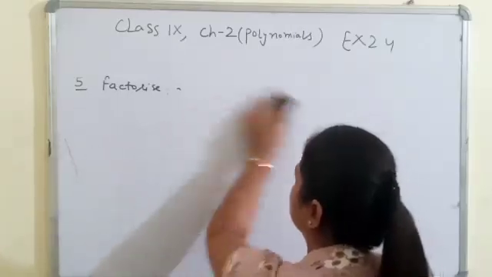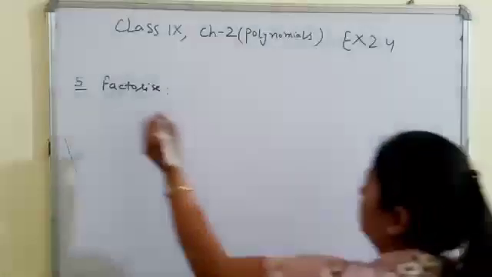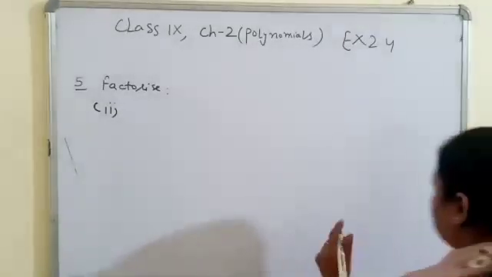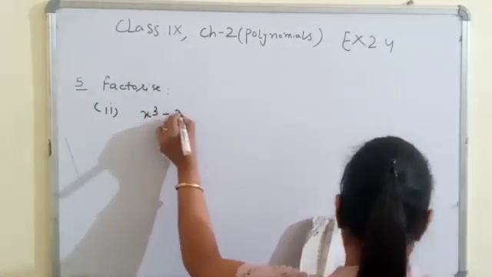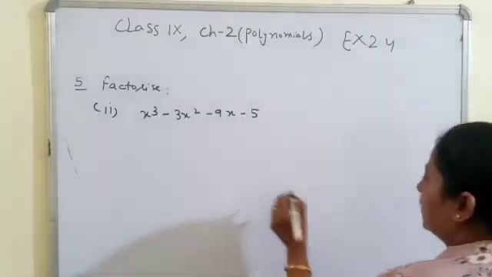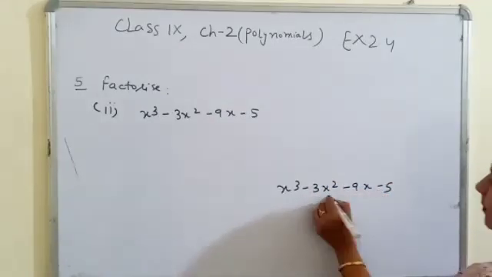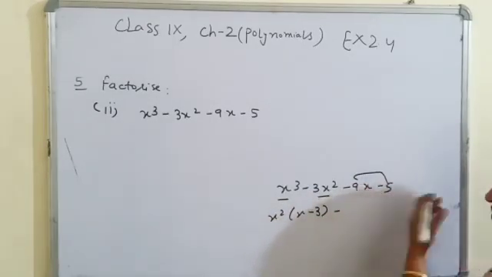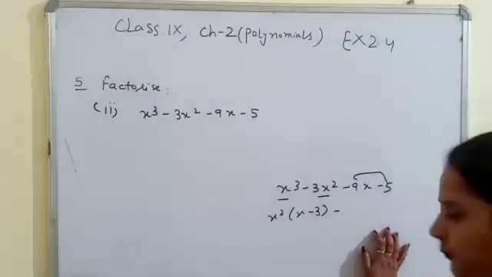Second part of this question. The statement for the second part is x³ minus 3x² minus 9x minus 5. Yes students, here you can see when I take common x² from the first two terms, there are no suitable factors. So we will do this question by the trial method.